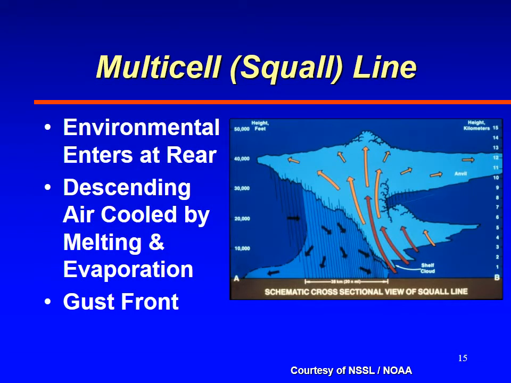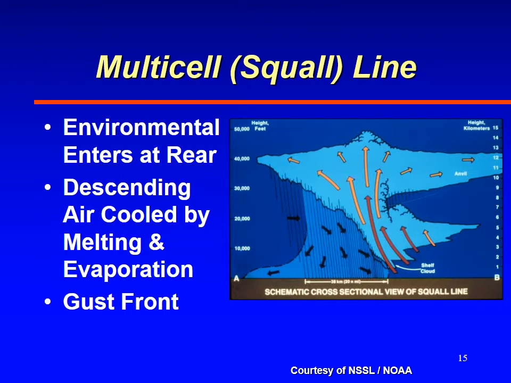Sometimes if the conditions are just right, you might have environmental air, meaning dry air moving in from the rear and entering the downdraft. And that will help evaporate some of the precipitation, which causes the downdraft to descend faster because it's cooler, and you get a strong gust front. And that gust front kind of undercuts the updraft, but it doesn't kill it. It actually acts as a lifting mechanism, and sometimes what you'll see is a shelf cloud.